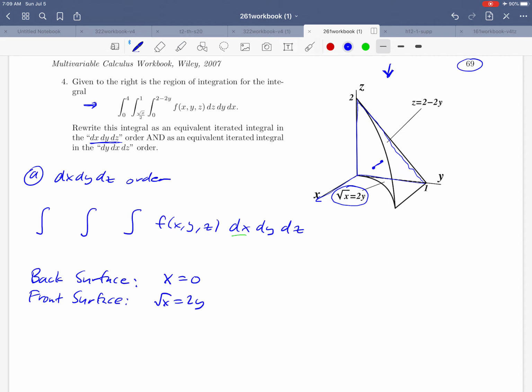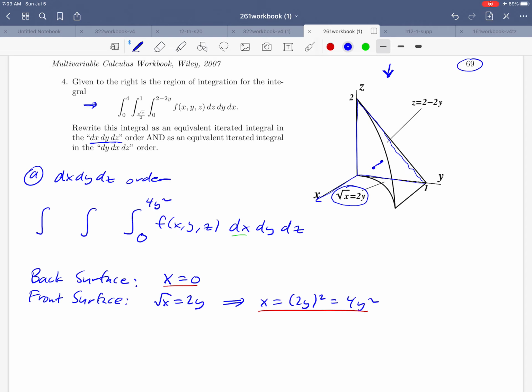But we're interested in x-coordinates. So if the square root of x is equal to 2y, we need to solve that equation for x, which we can do by just squaring both sides. The front surface solved for x is going to look like x equals 4y squared. So, in a nutshell, we have just figured out what our x limits of integration are. On the back side, we're at x equals 0, and on the front side, we're at x equals 4y squared.